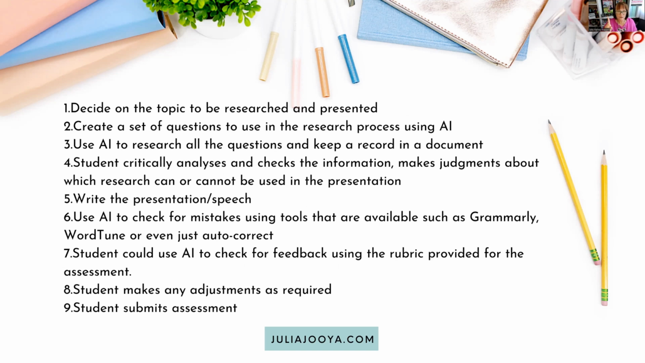So firstly, decide on a topic to be researched and presented. Hopefully you've got some sort of assessment and the kids have already got something they're working towards. Create a set of questions to use in the research process using AI. And this is where Bloom's taxonomy would come in. Set of questions: what are we actually looking for? Think broadly. Use AI to research all the questions and keep a record in a document. Now, personally, this is how I would be getting my kids to document the process of using AI and see what they started with and where they ended up.